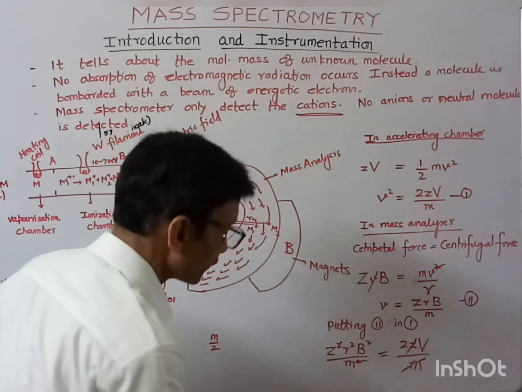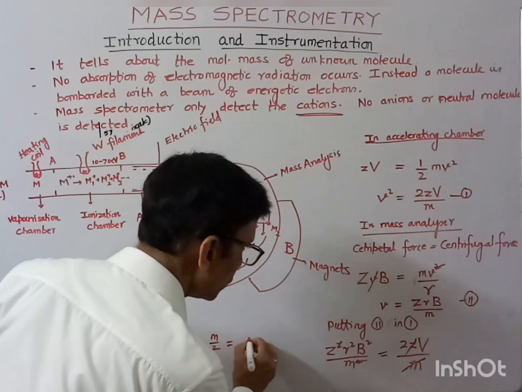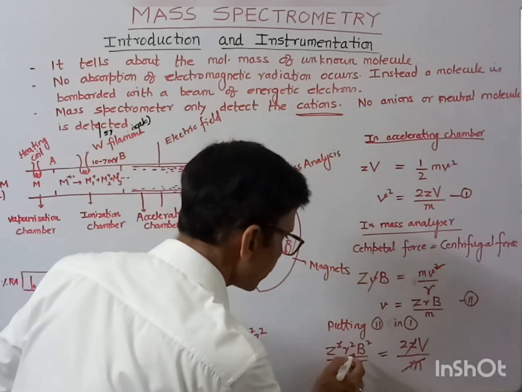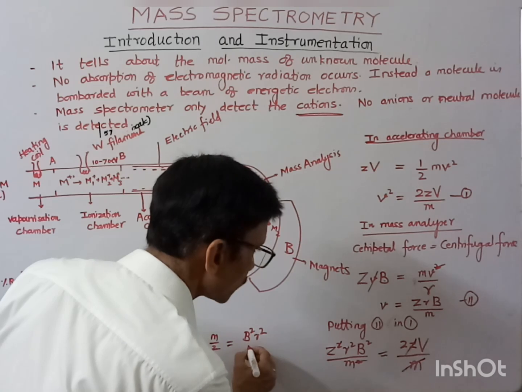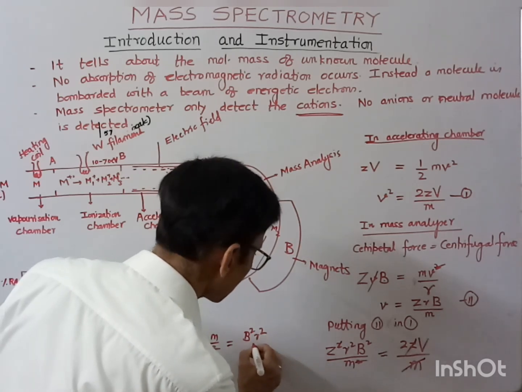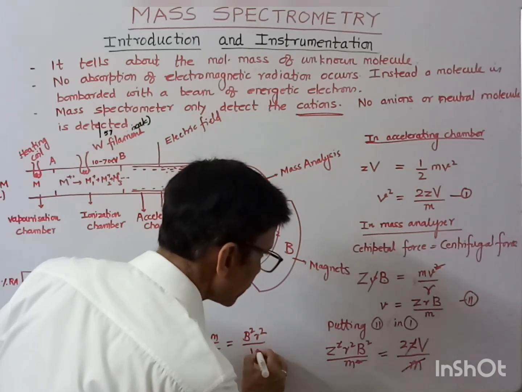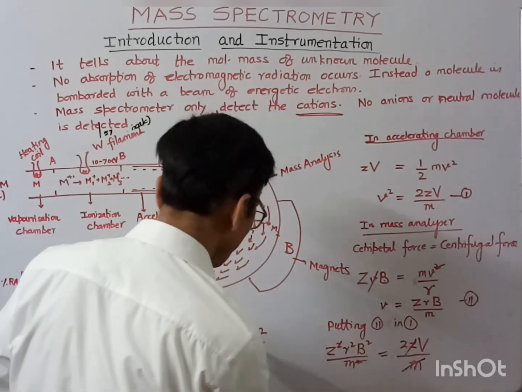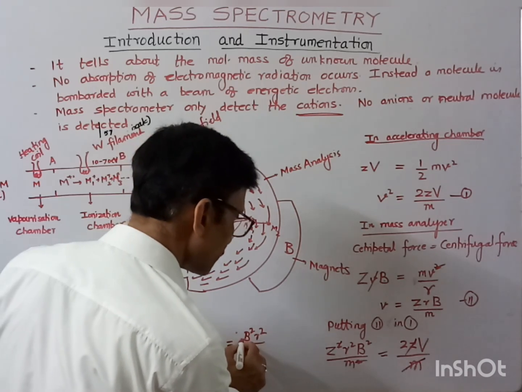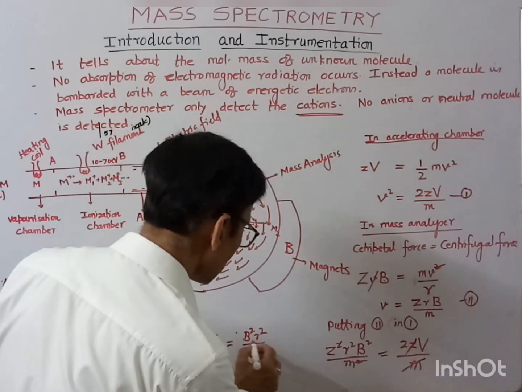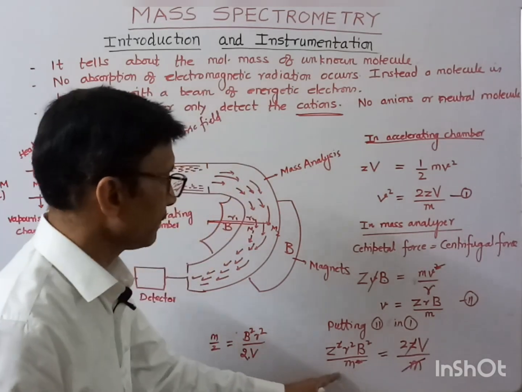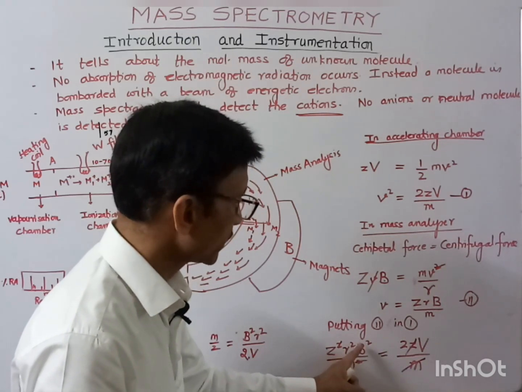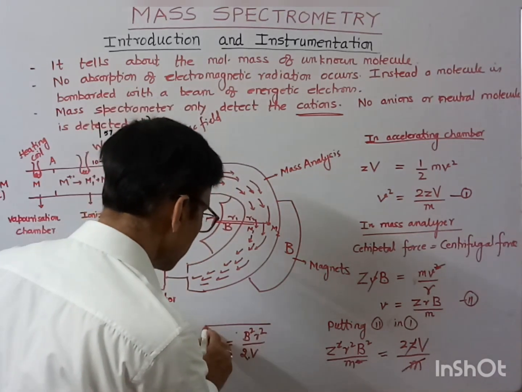So M by Z is equal to R square B square upon 2V. So we are getting this relation.